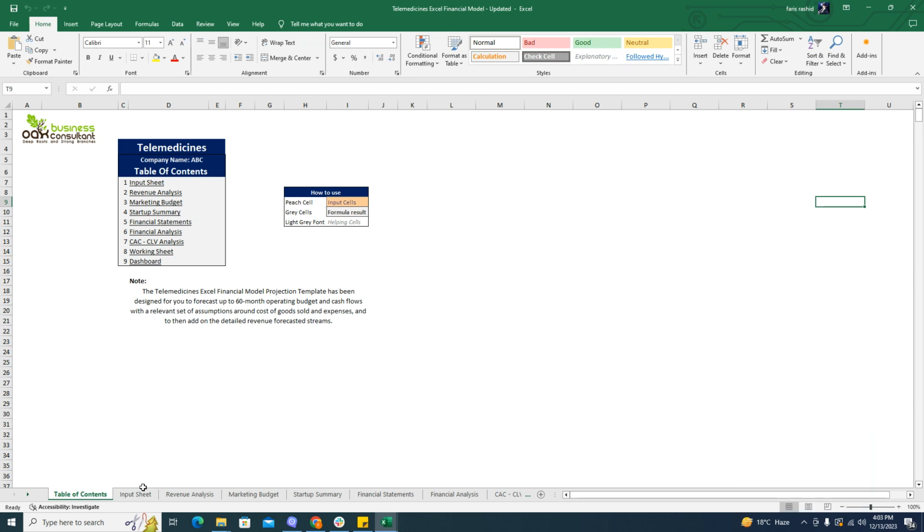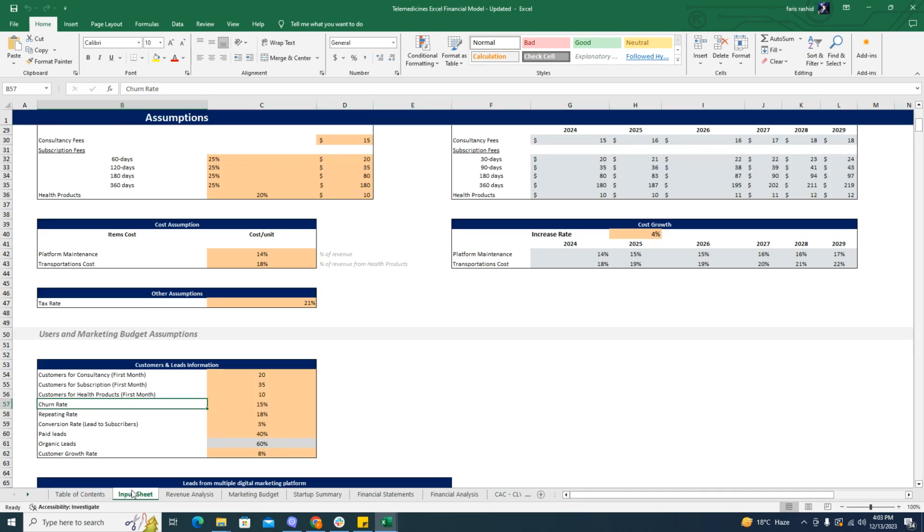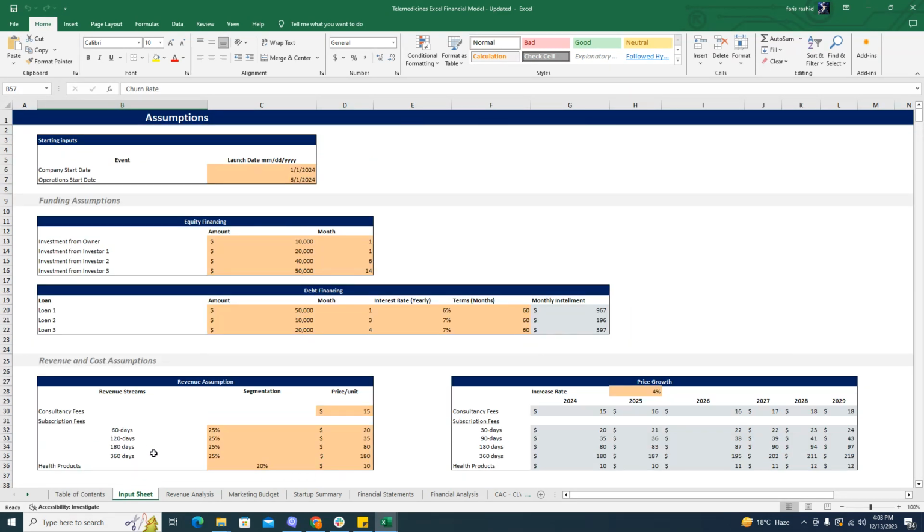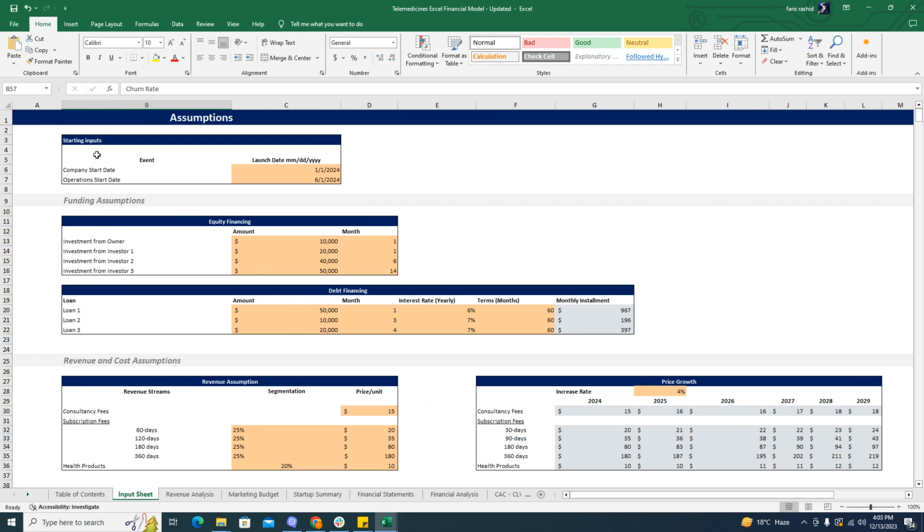Coming towards the input sheet, let's first go over how to use it. As you can see over here, the peach cells indicate the input cells, whereas the gray cells indicate the formula cells, and the light gray fonts will be the helping cells. Let's come up to the input sheet. The input sheet includes the starting summary, starting dates of the company and operating date of the company.